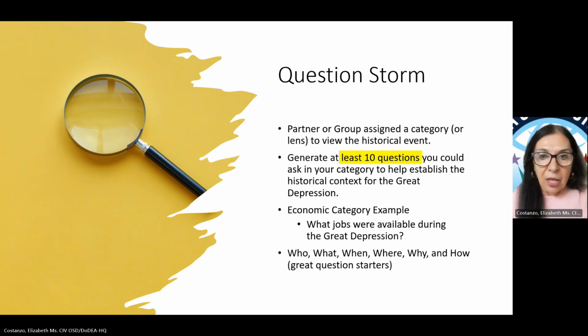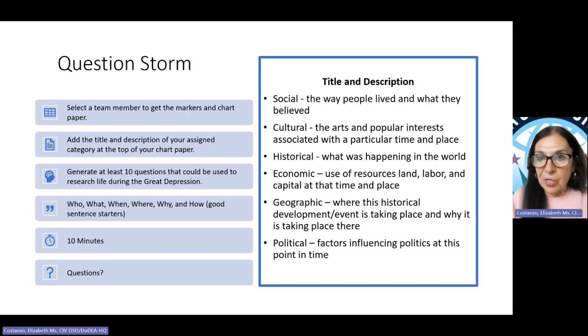Awesome. Okay, so here's how we're going to do our question storm. First, you're going to select one member from your team to get the markers and the chart paper. Then as soon as you get that back, I will assign you which one of these you're going to be doing. So if you're doing social, at the top of your poster paper, you're going to write the word social, and then you're also going to write the way people lived and what they believed at the top, okay? So once again, whatever you're assigned, you're going to put the title, which is social or cultural or historical or economic or geographic or political, and then it's a little statement right after on the top of your paper.